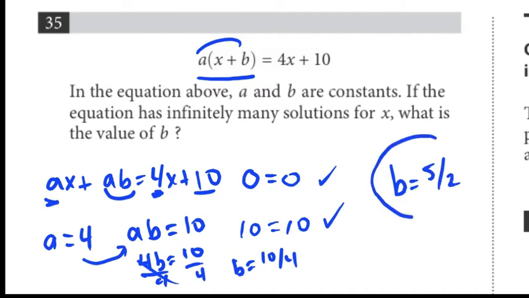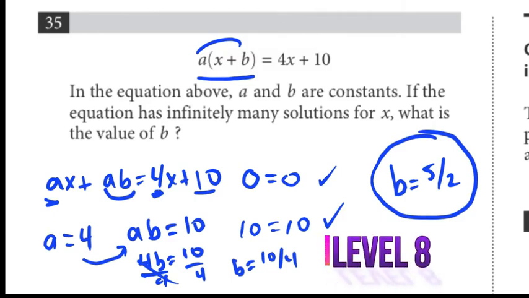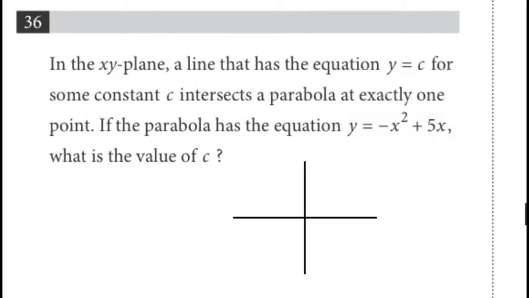It's a pretty tricky question. Algebra was simple, but tricky question. It's got to be a level 8 difficulty. Let's go to number 36. Number 36. In the xy plane, a line that has the equation y equals c for some constant c intersects a parabola at exactly one point. If the parabola has the equation y equals negative x squared plus 5x, what is the value of c?